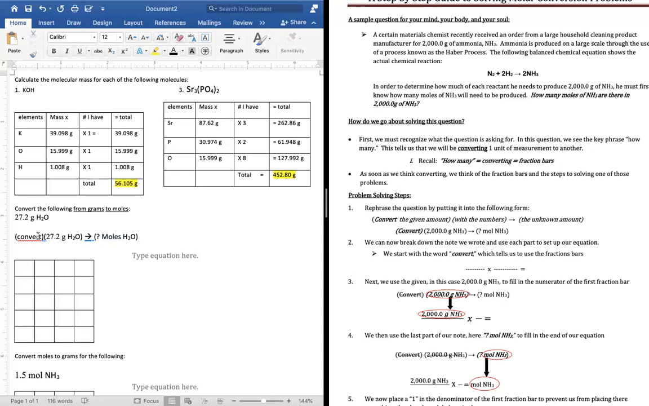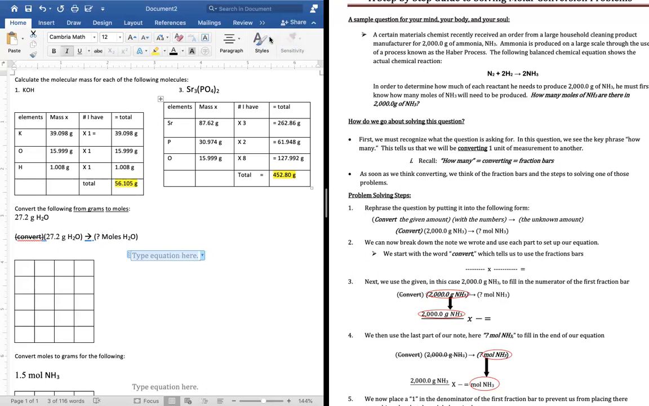Now I'm going to take advantage of this and move on to step 2. The first thing I see when I look at my little note is the word convert. Remember step 2: what that word convert tells me is, oh, I'm going to need some fraction bars. So this word convert means that I'm going to come in here and put down some fraction bars.